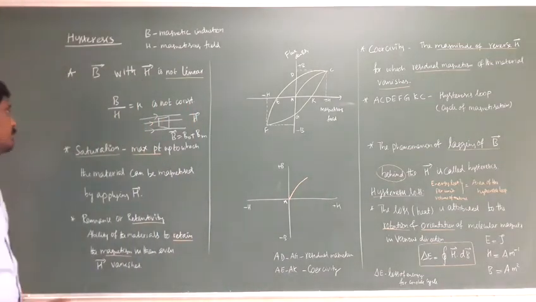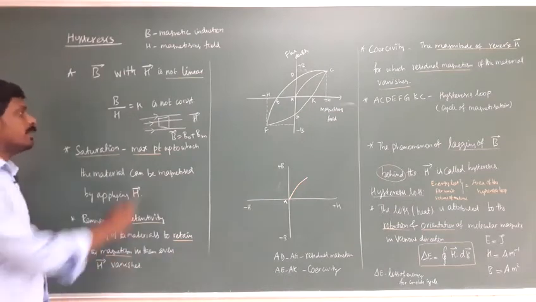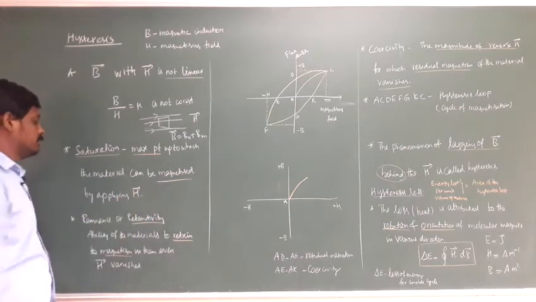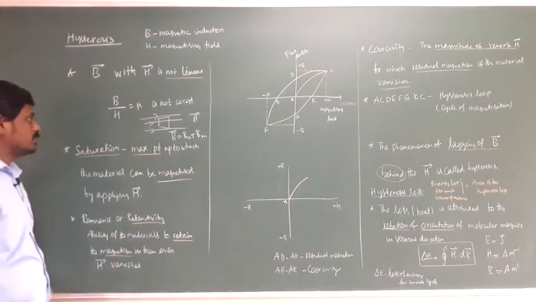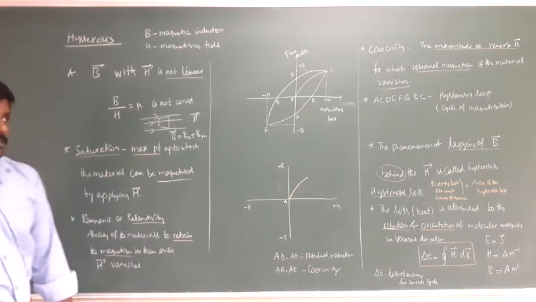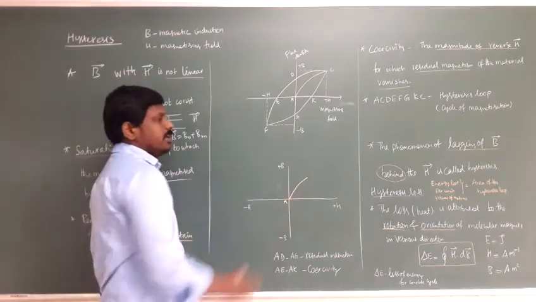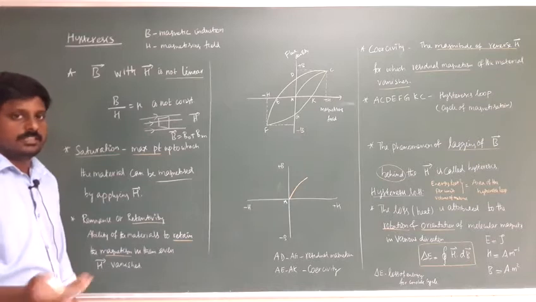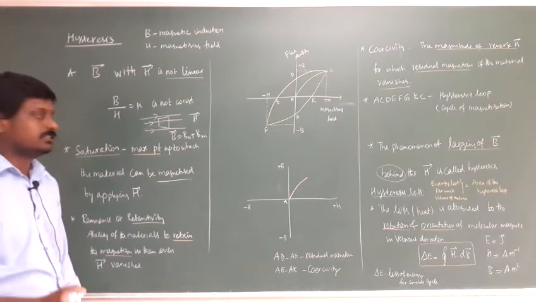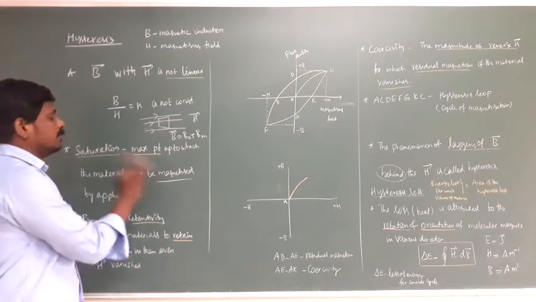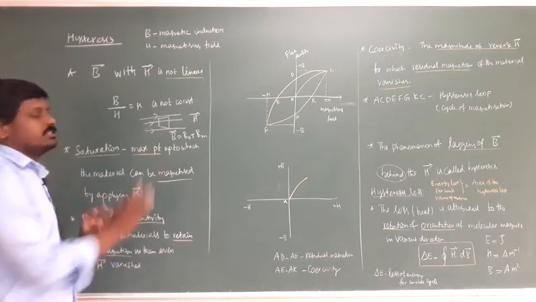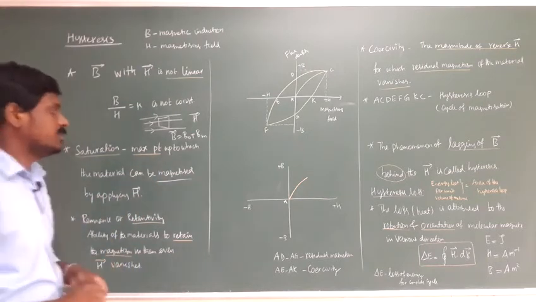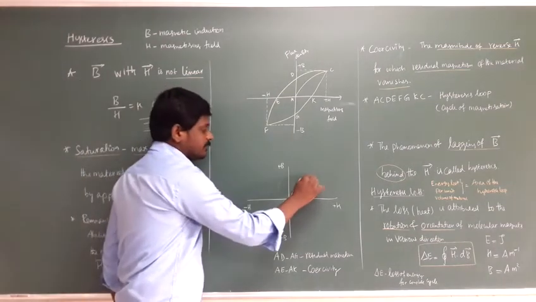That maximum point is saturation. The maximum point up to which the material can be magnetized by applying the magnetizing field is called saturation. Saturation is like how much you can eat, one plate of biryani or two plates or even three. That is saturation. Similarly here, it is the limit up to which the material can be magnetized by applying the magnetizing field. So it reaches saturation.